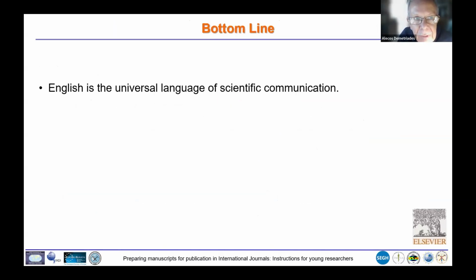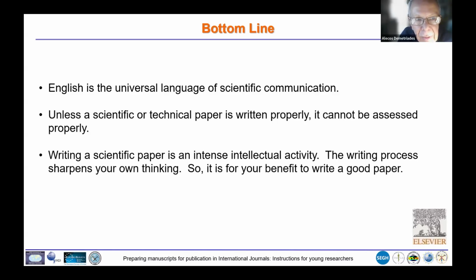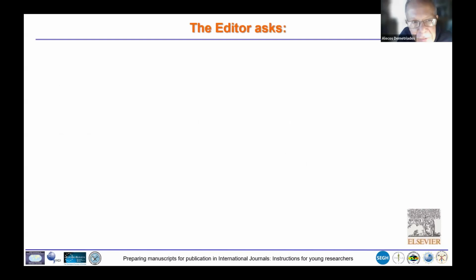The bottom line: English, whether we like it or not, is the universal language of scientific communication nowadays. Unless a scientific or technical paper is written properly, it cannot be assessed properly. Writing a scientific paper is an intense intellectual activity. The writing process sharpens your own thinking, so it is for your benefit to write a good paper. Don't rely on AI.